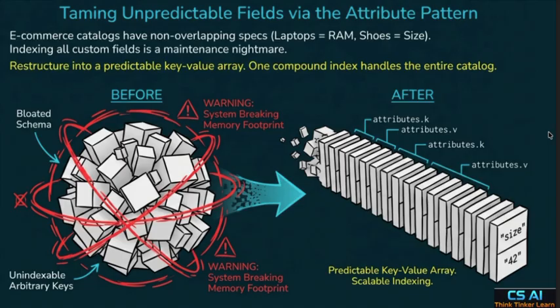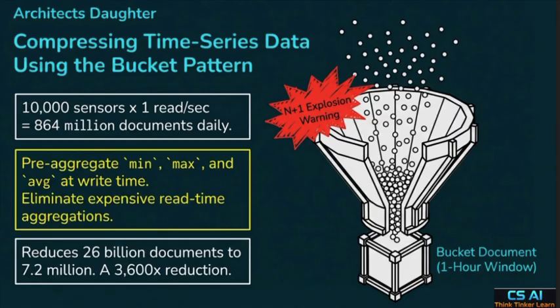footprint from exploding. While dealing with time series data like 10,000 IoT sensors, you can easily generate 864 million documents daily. This is an N+1 explosion. We fix this with the bucket pattern. By pre-aggregating values like min, max, and average at write time into 1-hour window documents, we can achieve a 3,600 times reduction in document count. This eliminates expensive read-time aggregations and makes your dashboard incredibly snappy.